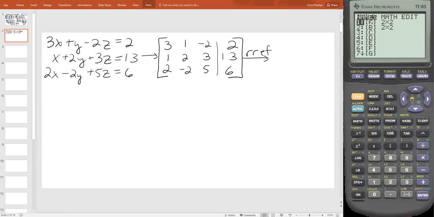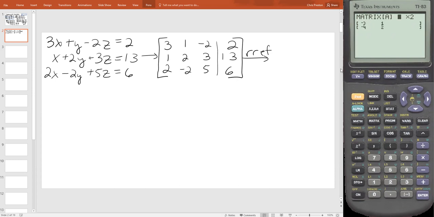There's 3 options along the top: the names of the matrices, matrix math, and then edit. What we're going to need to do is use the edit function to put this matrix in there. It doesn't matter, you can pick different matrices. If you already have matrices in here, you can just copy over them. It's fine. I'm just going to use A.